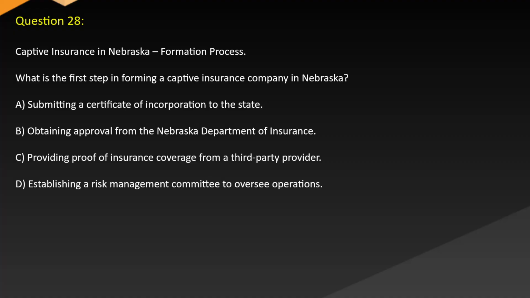Question 20. Captive insurance in Nebraska. Formation process. What is the first step in forming a captive insurance company in Nebraska? A. Submitting a certificate of incorporation to the state. B. Obtaining approval from the Nebraska Department of Insurance. C. Providing proof of insurance coverage from a third-party provider. D. Establishing a risk management committee to oversee operations.